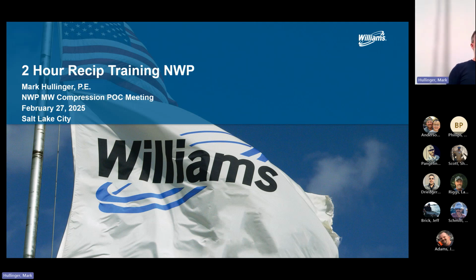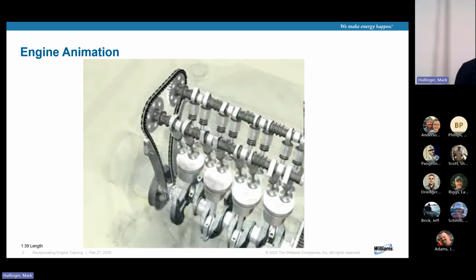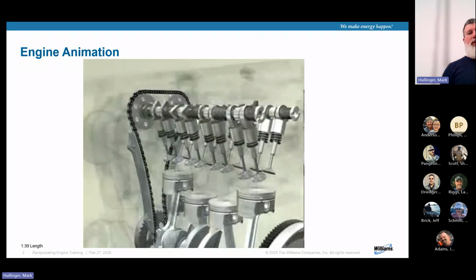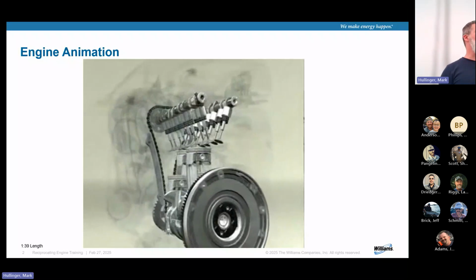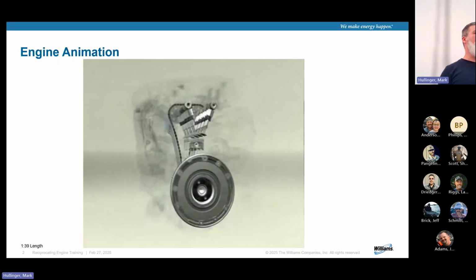And so this is specifically tailored to reciprocating engines, mainly slow speeds, but a lot of the principles apply to the high speeds as well too. So got this great animation right here. This is a car engine, so it's a little different, but the concepts are the same.